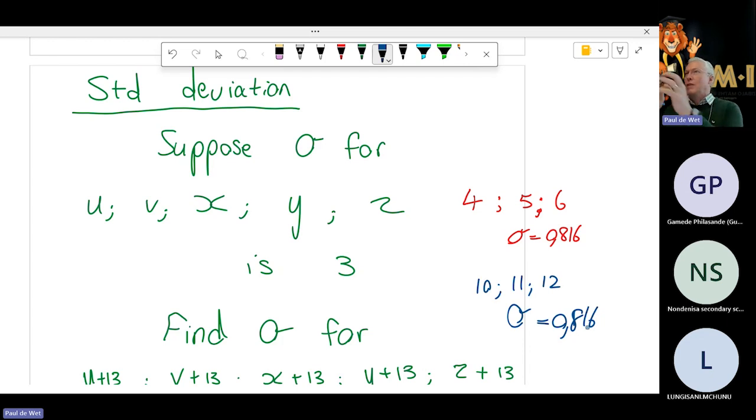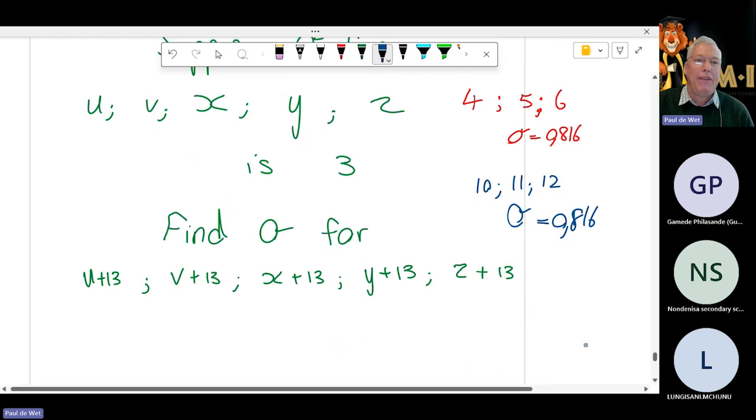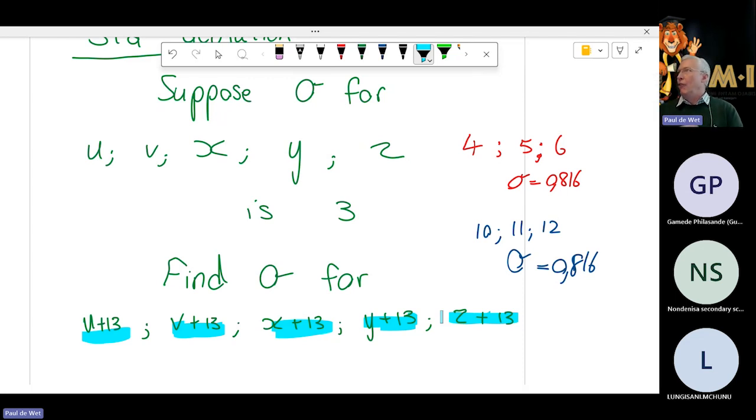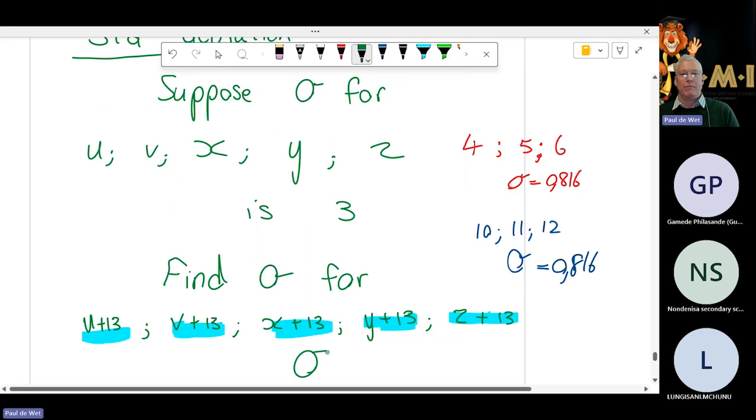Guys, what is standard deviation a measure of? We're talking about how spread out the data is. If we add the same number to every data item, do you agree that the data doesn't become more spread out? It just moves. All the data just moves. So just understand that if you add the same number to every item in a data set, the standard deviation will not change. So for the answer to this question, as I posed it, sigma is still 3.